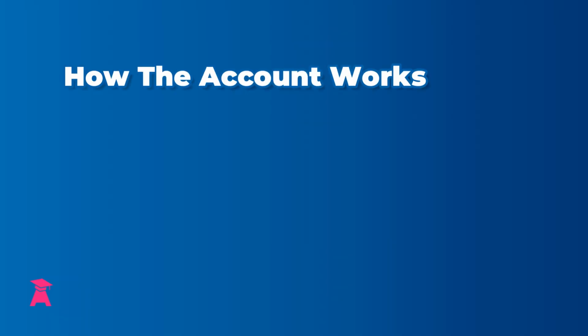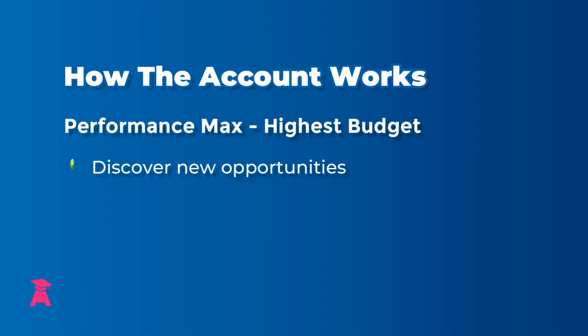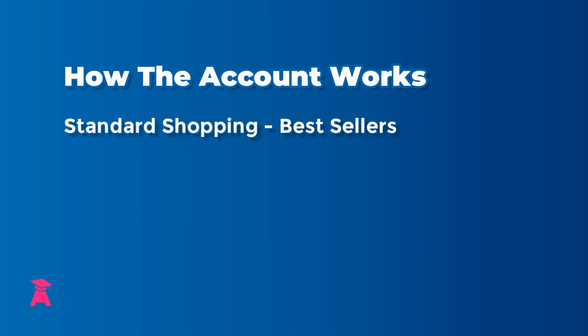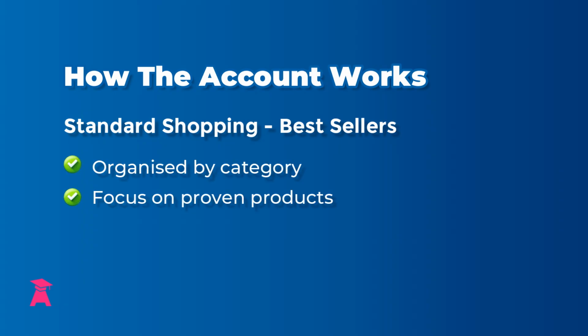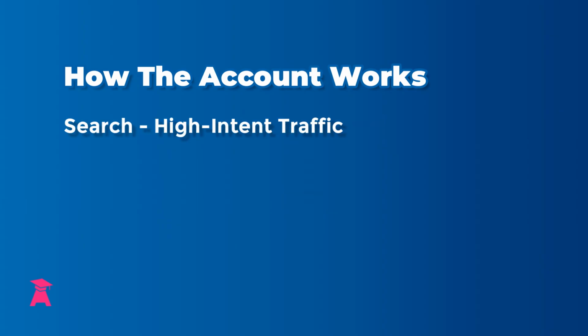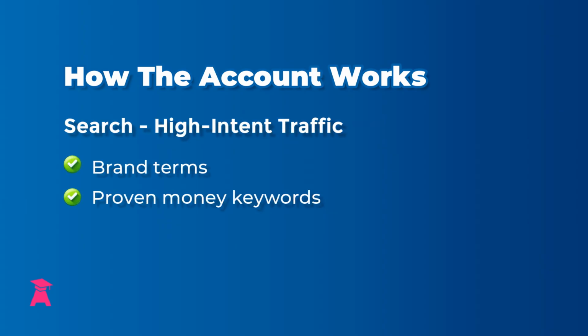In a typical e-commerce account, you might have Performance Max as your main campaign with the highest budget, catching the volume, but then you might still have also a standard shopping campaign running alongside it for just your bestseller products, organized by category, and a search campaign covering brand terms plus your high intent money keywords. The exact phrases you already know convert. Performance Max finds new stuff. Search protects what you already know works. A few practical things to add on top of that structure.